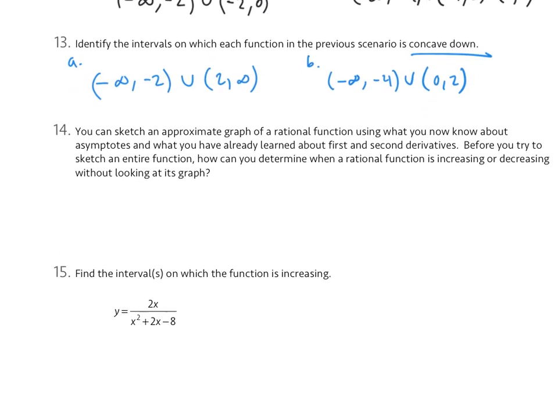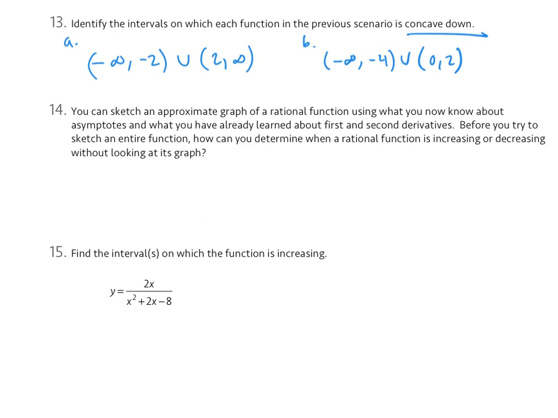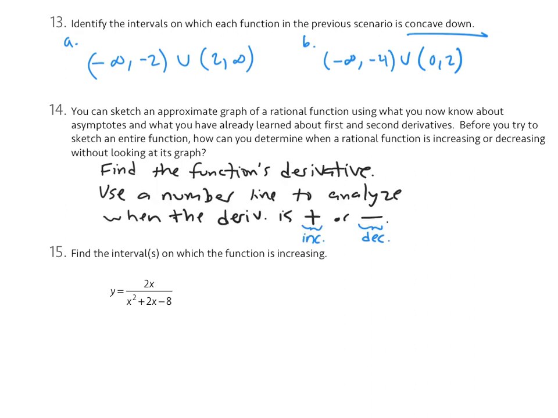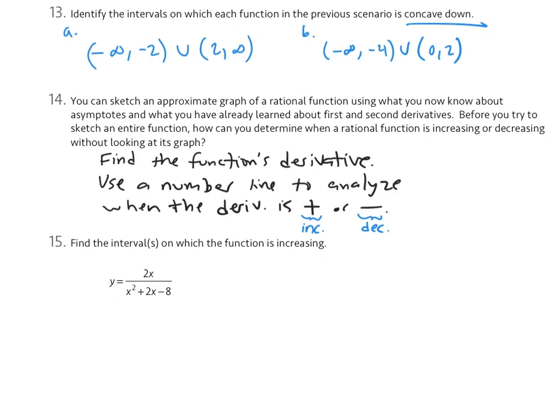concave down. Number 14, you can sketch an approximate graph of a rational function using what you now know about asymptotes and what you have learned about first and second derivatives. Before you try to sketch an entire function, how can you determine when a rational function is increasing or decreasing without looking at its graph? Increasing is a positive slope, decreasing is a negative slope, and we find slope, or we analyze slope using the derivative. So find the derivative, figure out when it's positive or negative, and you can use a number line to do that. And number 15 is set up just to get you to practice this once.